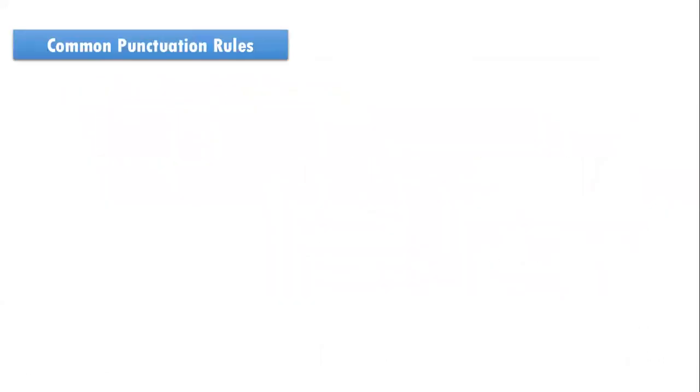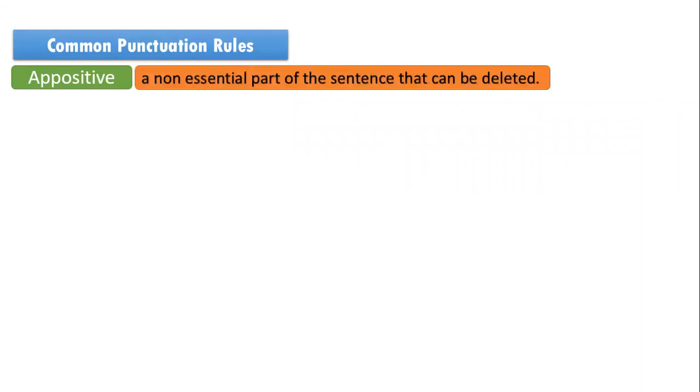Common punctuation rules, Shabab. We have some common punctuation rules here that usually come in the test, and check your knowledge of the correct use of punctuation. We have something called an appositive. We have to understand what an appositive is and how it's used and how it is built in a sentence. An appositive is a non-essential part of the sentence that can be deleted and still the sentence can make sense.